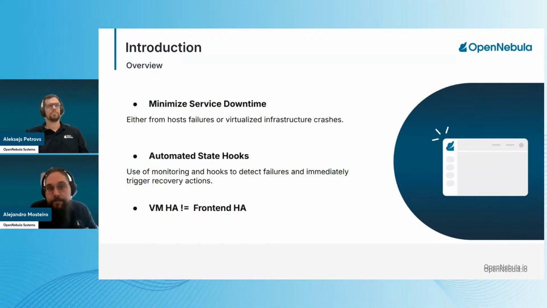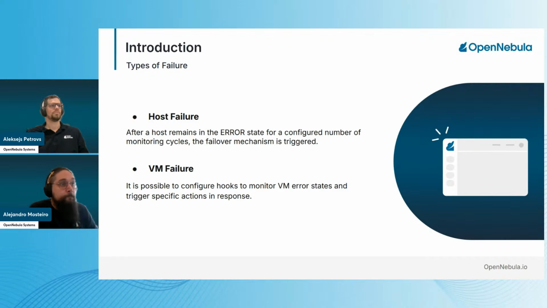And a quick note here is that virtual machine high availability is not the same as the front-end high availability, which is a different feature that will offer high availability on the control plane of OpenNebula, protecting the end users and administrators from front-end node failures. So the key components of OpenNebula, such as the API, the scheduler, and other components are still available. So today we are only covering the virtual machine high availability side of OpenNebula.